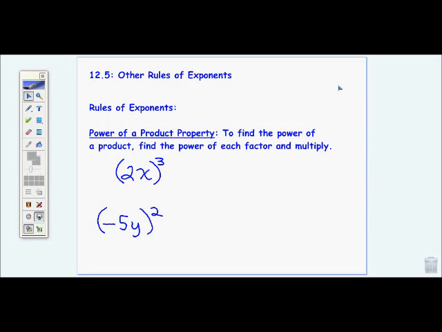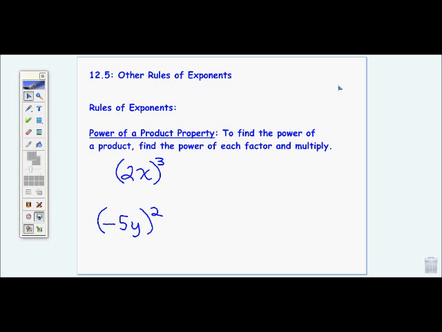Lesson 12.5, we go back to the rules of exponents. Now, I'm going to caution you to make sure you have these down for notes because these are similar to the rules that you were mixing up when we started the chapter. So, the first rule we're going to talk about is the power of a product.